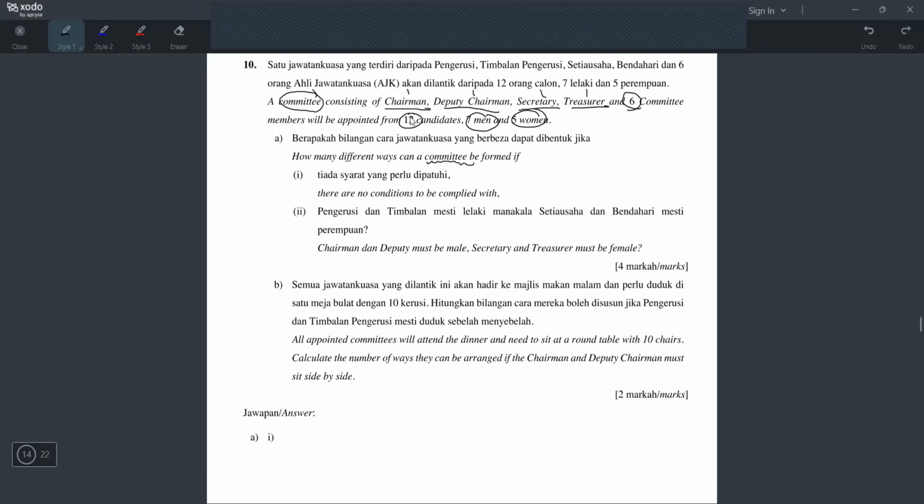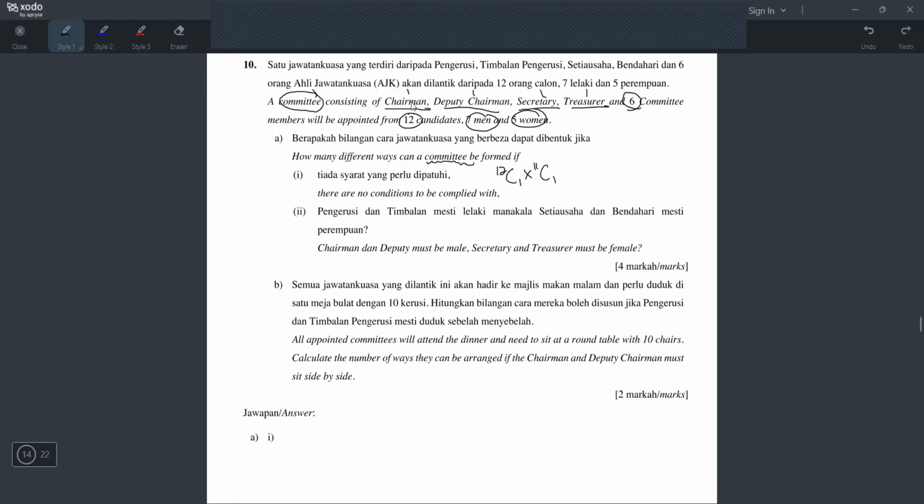But we have to choose from 12 candidates, right? So for number 1, I cannot do 12C10. Cannot. You know why? Because I have to choose 1 for chairman, 1 for deputy, 1 for secretary, 1 for treasurer. So you cannot straight away do 12C10 like that, right? So what you have to do is, for chairman, it will be 12C1, right? Times with deputy chairman, it will be 11C1, okay? Because total got 12 candidates, 7 men, 5 women. So if no condition means it can be man, it can be woman, it doesn't matter.